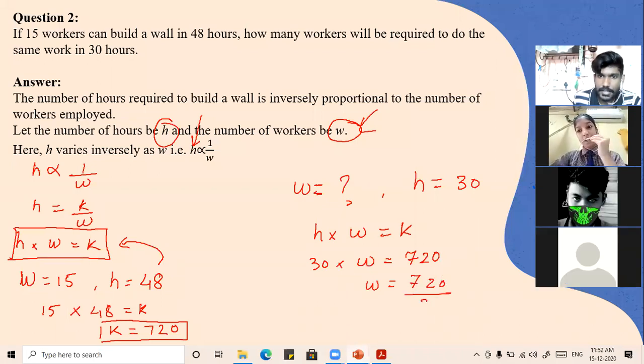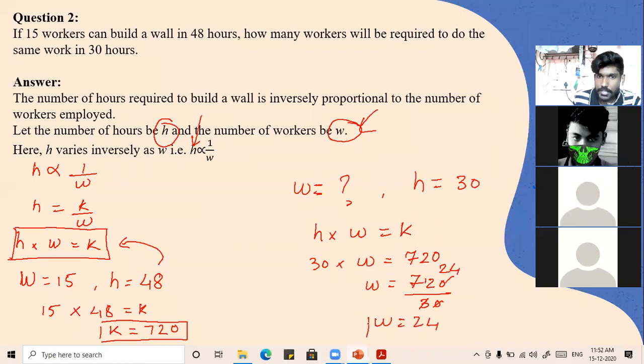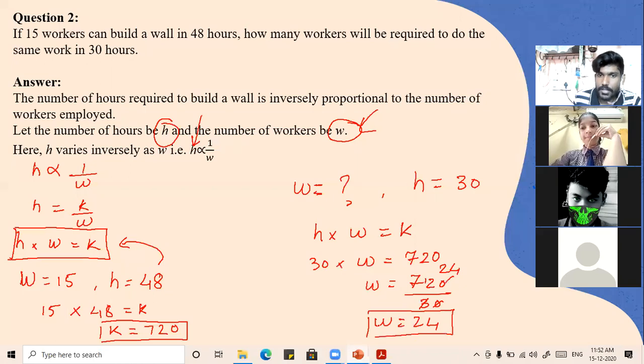720 divided by 30. So this will become 0 and 0, you can cancel. 3 ones are 3, 3 twos are 6, and 3 fours are 12. And that's how you get 24. 24 is the number of workers required. So 24 workers are required to complete the work in 30 hours.